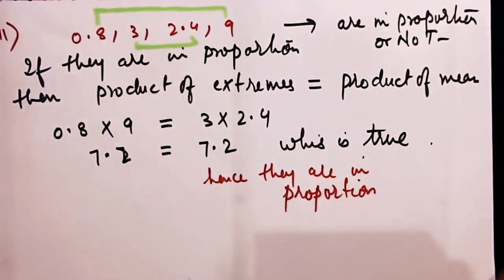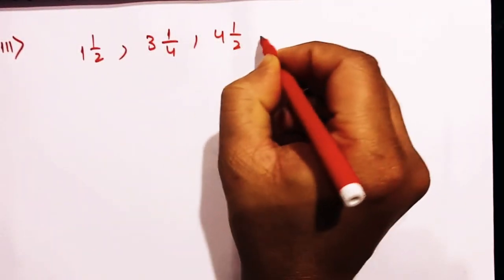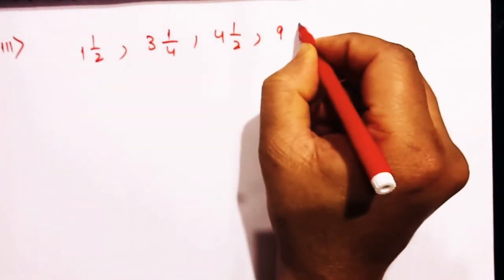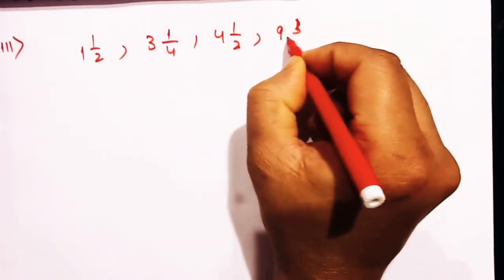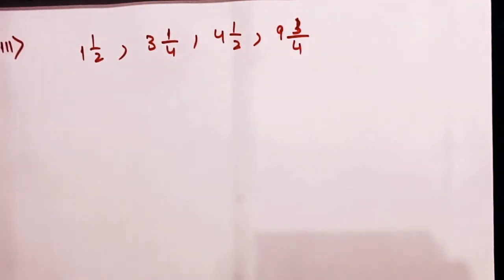What I find is that these sums depend on only one equation, which is product of extremes is equal to product of means. As you keep on moving ahead with the problems, you will find that the level will slightly increase, where they will be testing you the same formula in different ways. So they have given you here 1.5, 3 1 by 4, 4 1 by 2, 9 3 by 4.